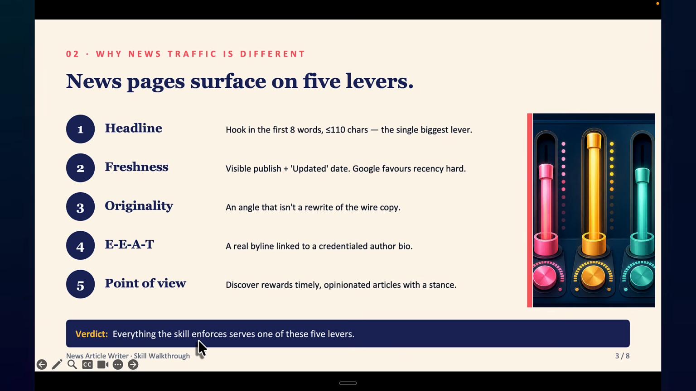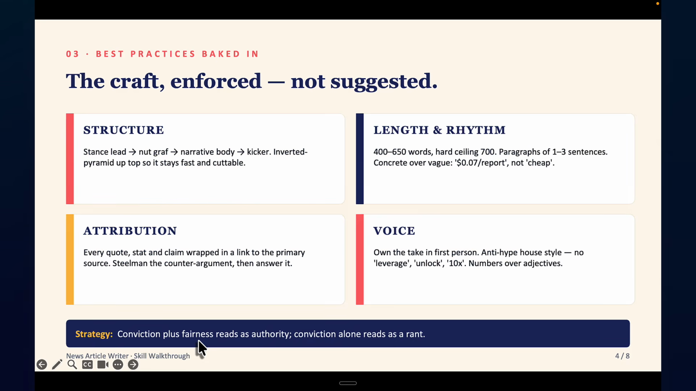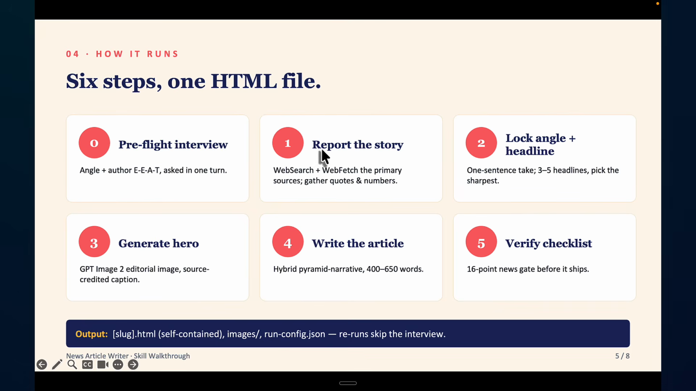And everything the skill enforces serves one of these 5 levers: structure, length and rhythm, attribution and voice. And the skill goes through the motions with these 5 steps. It starts with a pre-flight interview. Then it reports the story using web search and web fetch. Then locks in the angle and writes the headline, generates a nice hero image, writes the whole article, again as a hybrid pyramid narrative piece, and verifies that it actually follows a 16-point checklist.